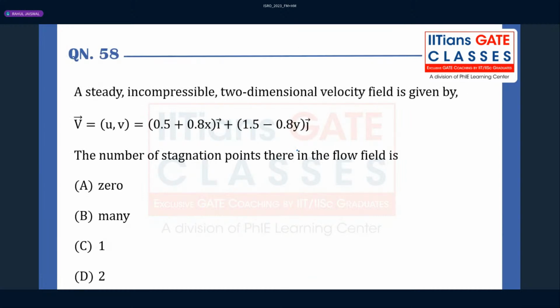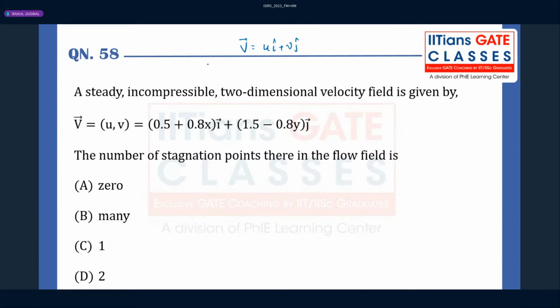Moving on to the next question. The next question they are asking: steady incompressible two-dimensional velocity field. Two-dimensional means here they have given the u component and v component, so it is definitely going to be a 2D flow field.